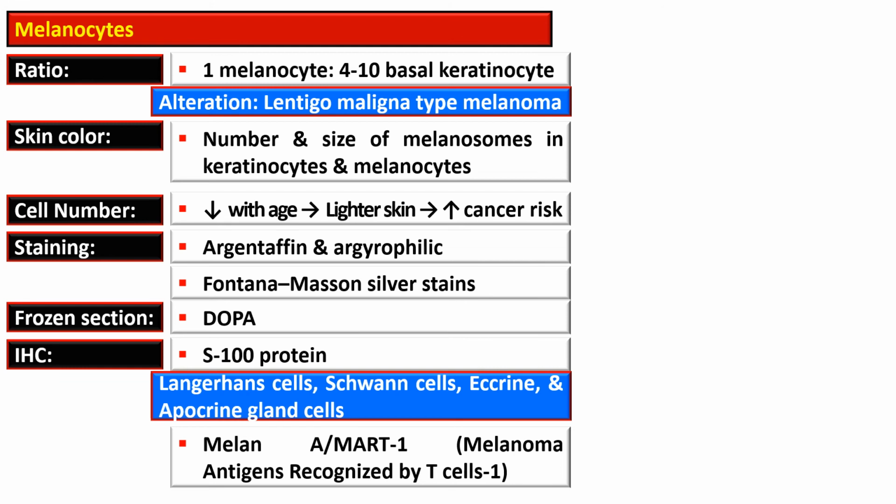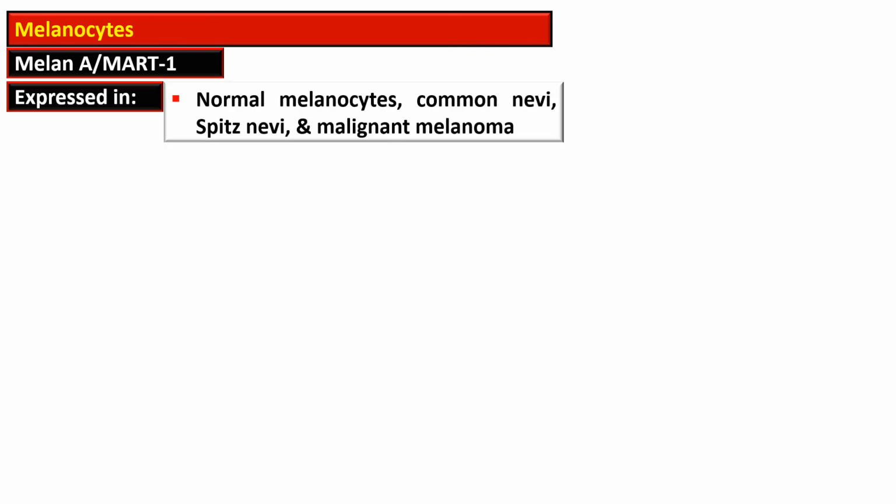Another marker is Melan-A or MART-1, that is melanoma antigen recognized by T cell 1. For the identification of the melanocyte, this monoclonal antibody is used. This is a melanocytic differentiation marker, and it is expressed in normal melanocytes, common nevi, Spitz nevi, and malignant melanoma.